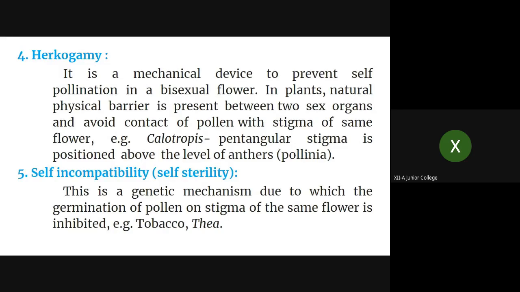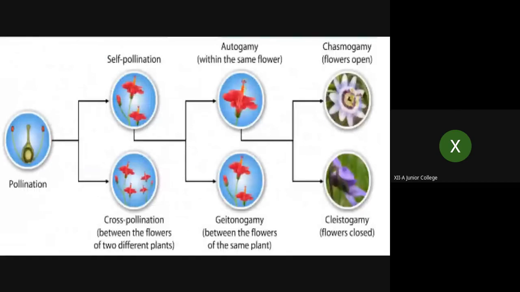So this is what is called a genetic mechanism, where genetically it is not possible to have self-pollination, as the same pollen grain cannot germinate on the stigma of the same flower, and that is commonly observed in tobacco. So inhibition of pollen grain germination of the same flower takes place, and that is called self-sterility or self-incompatibility.